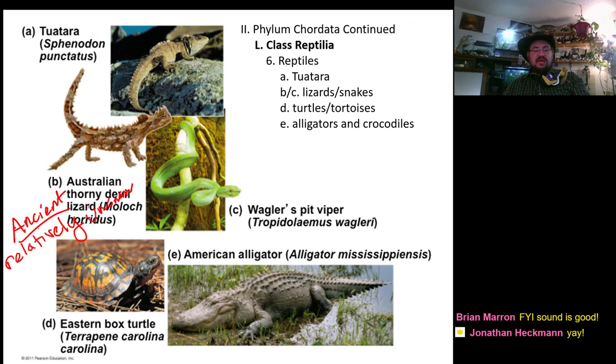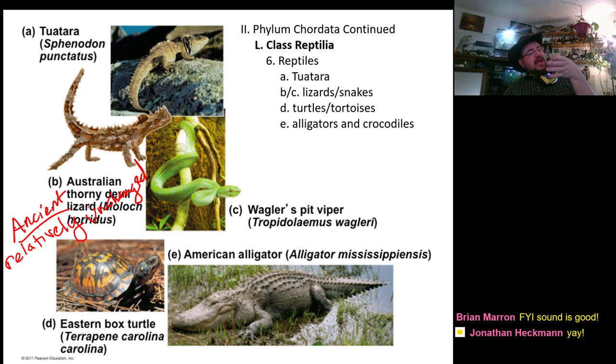These have champion lifespans. There are likely some Galapagos tortoises alive now that were alive in the 1800s when Darwin first observed them. So, some of these turtles and tortoises have incredibly long lifespans.